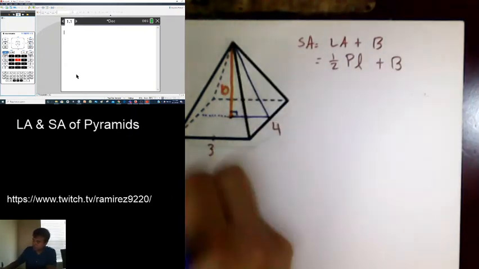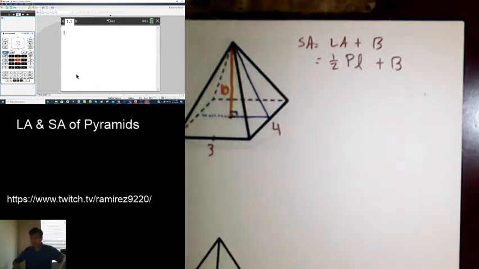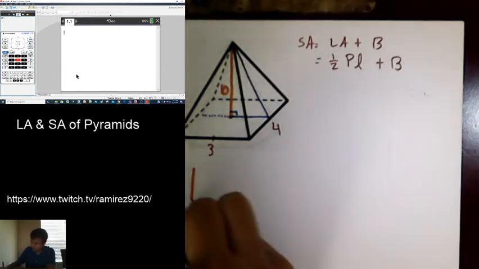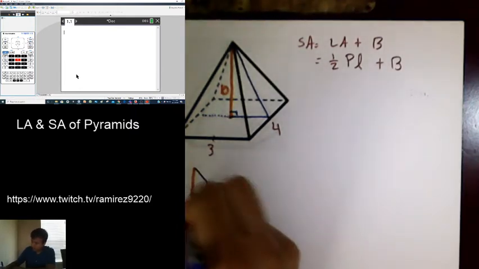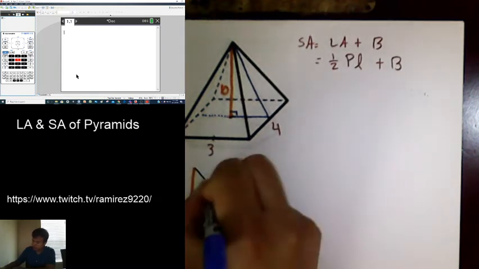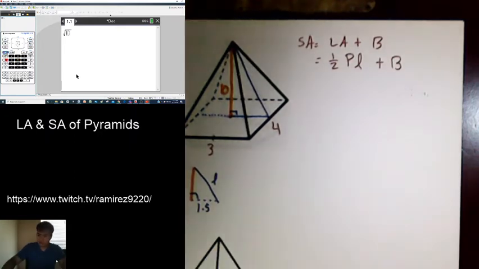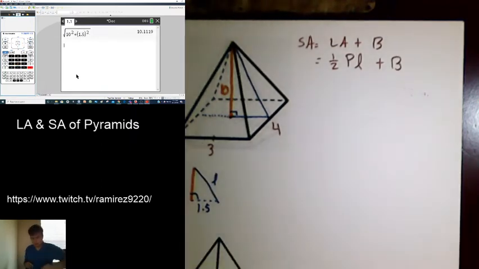So in my right triangle, I'm going to go ahead and color code it here. In this right triangle that we see, this is 10, this is 1.5, and this represents my slanted height. So again, I'm going to do the Pythagorean theorem, and I'm going to go ahead and add. So Pythagorean theorem, which is 10 squared plus 1.5 squared. So I find out that my slanted height is 10.1.